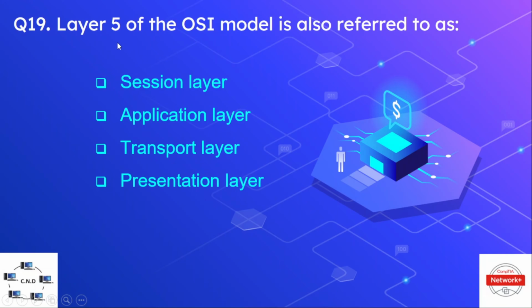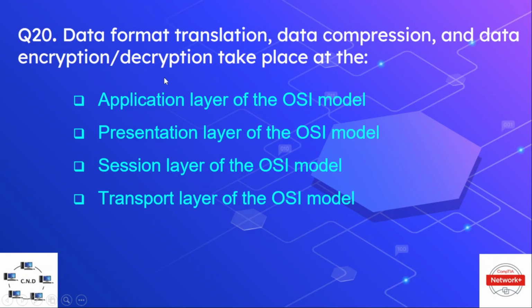Question number 19 is: layer 5 of the OSI model is also referred to as, again we have options: the session layer, application layer, transport layer, and presentation layer. And the correct option is session layer. So session layer is basically layer 5, application is layer 7, transport is layer 4, and presentation is layer 6.